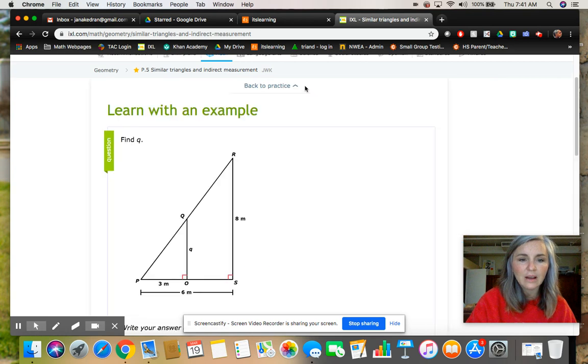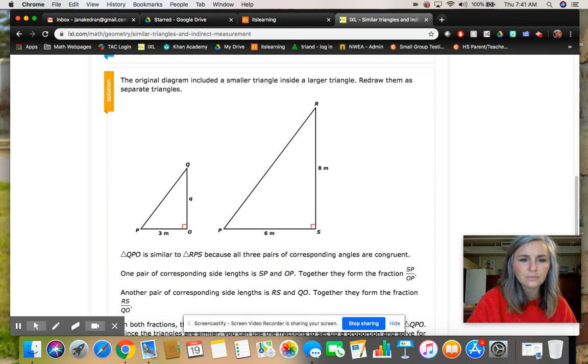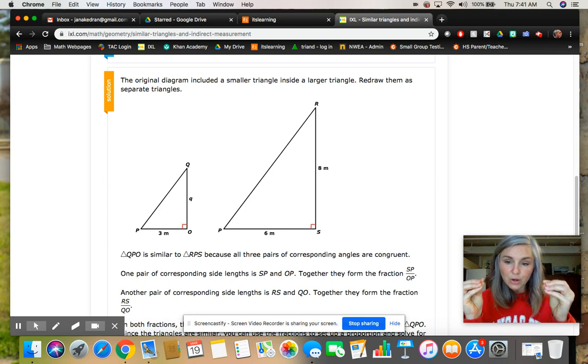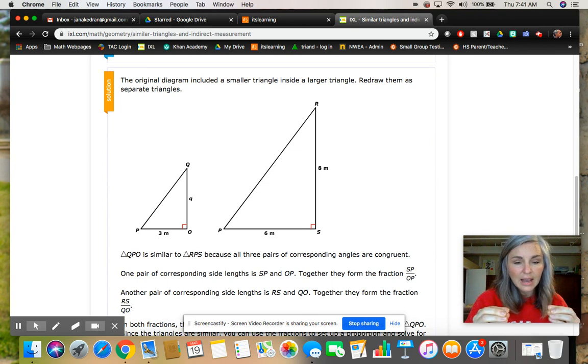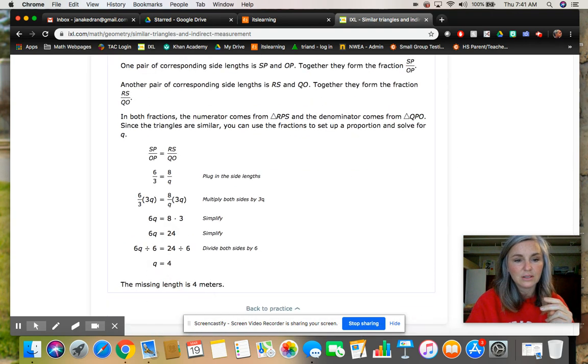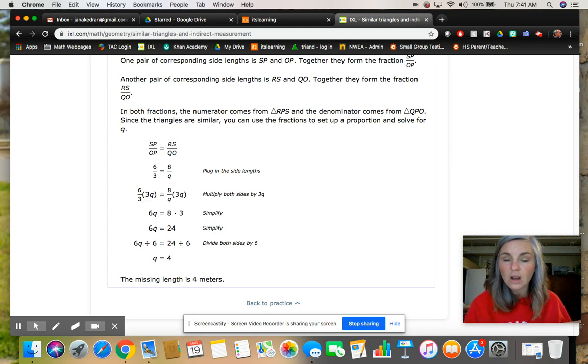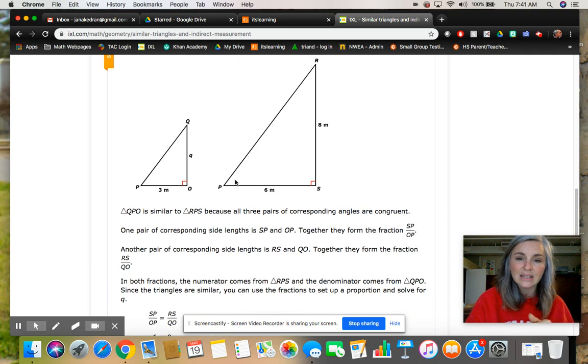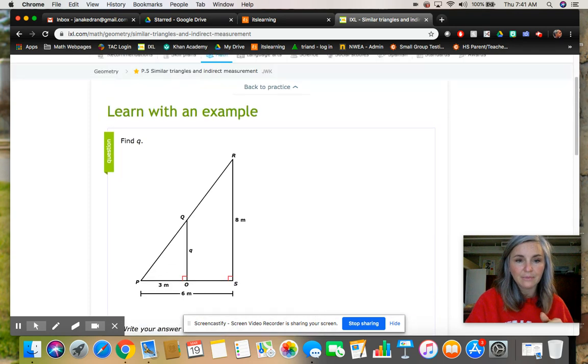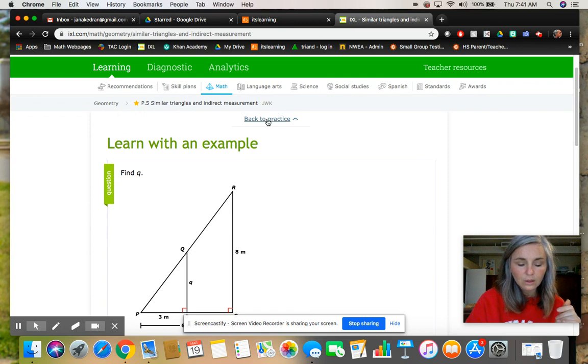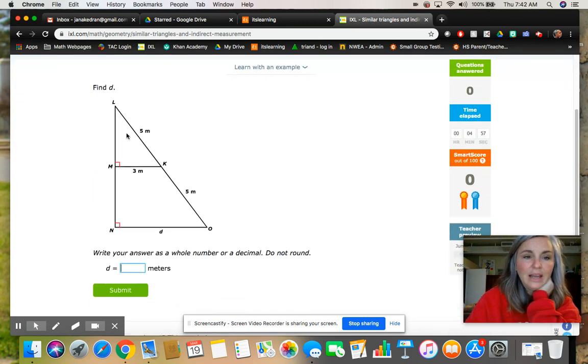If you pull down the Learn by Example, it's going to show you where you can actually pull those triangles apart and start pairing up the sides that you know are congruent. So in the same way we've talked about in the past, you're going to just be pairing up sides that are congruent, okay?